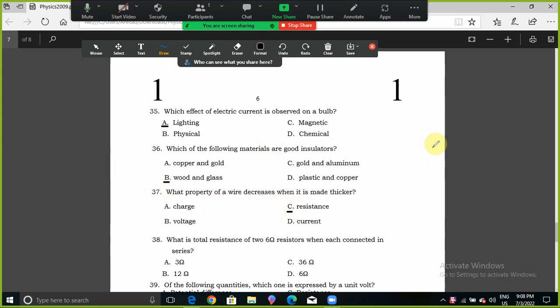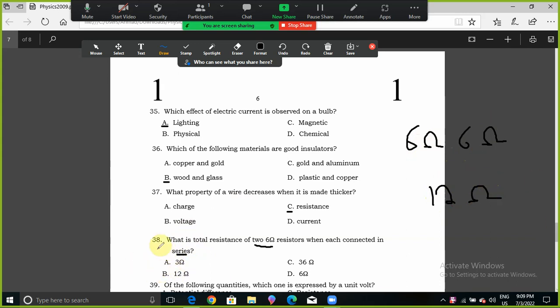Okay, now in question number 38, what is the total resistance of two 6 ohm resistors when each is connected in series? In series, not in parallel. So first of all, the total resistance of two 6 ohm resistors means we have 2 of them, 6 ohm and 6 ohm, connected in series. So 6 ohm plus 6 ohm will give us 12 ohm.